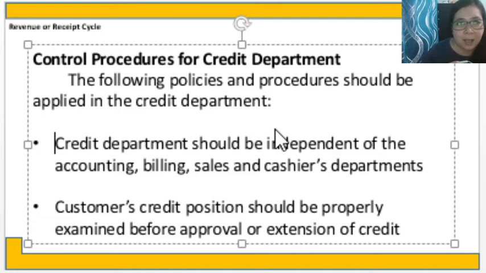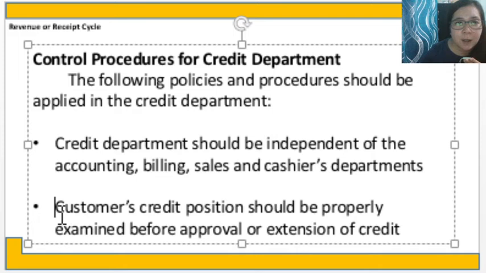So in this case, if you could still remember, segregation of duties: who approves, who records, and who collects, or who has the custody of the asset, should be segregated. So basically, under the credit department, they are the ones who are authorizing the credit to the customer. So they should be separated and independent from the accounting, billing, sales, and cashiers departments. So that is the reason.